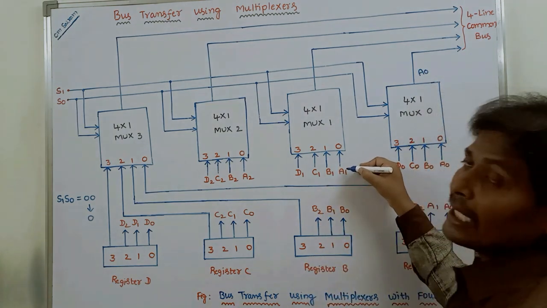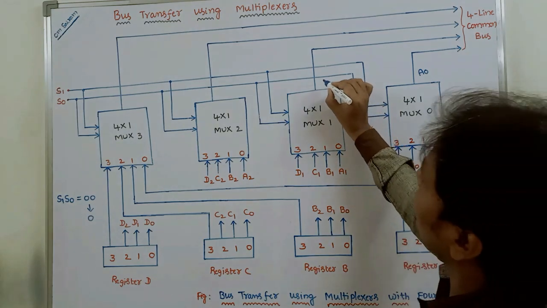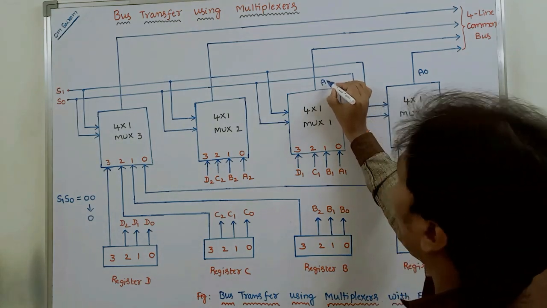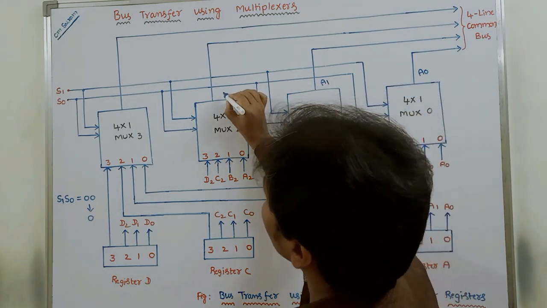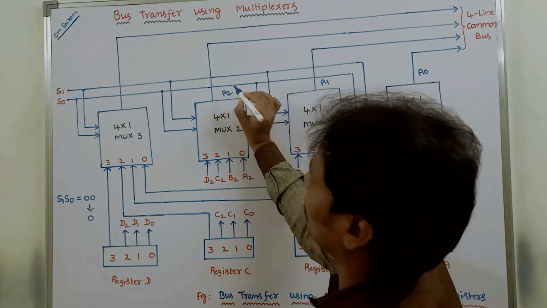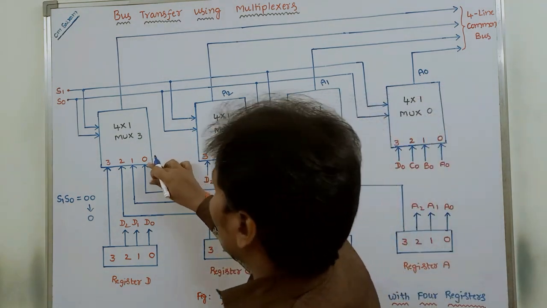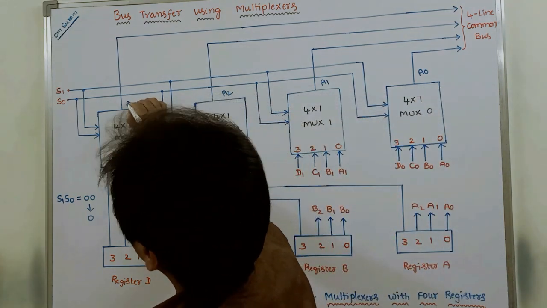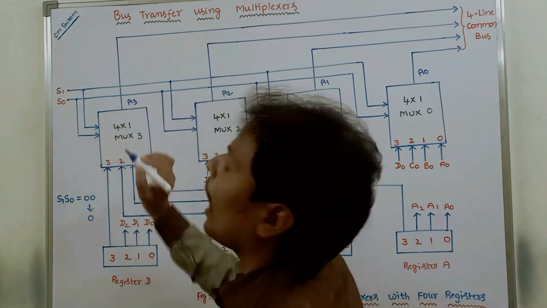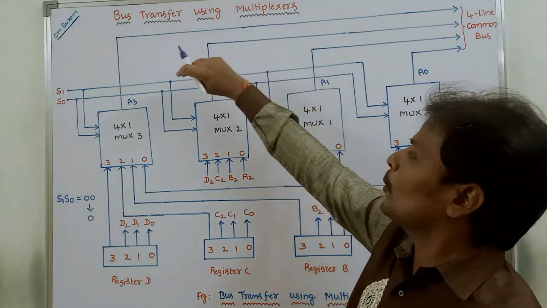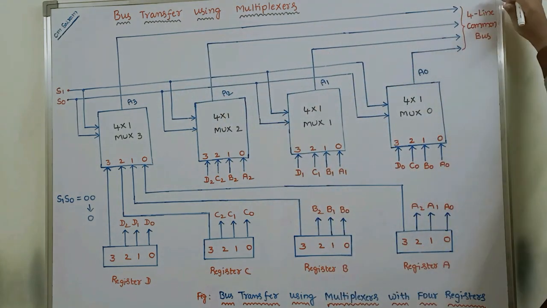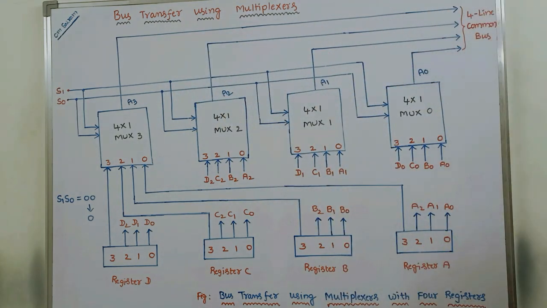Here A1 bit is selected, that is connected to the output. Here A2 is selected, that is connected to the output line. Here A3 is selected, that is connected to the output line. So A0, A1, A2, A3 are connected to the 4-line common bus when S1, S0 is equal to 0, 0.